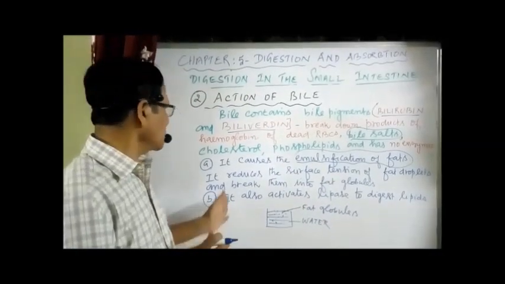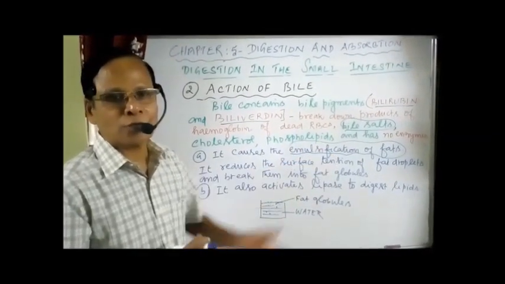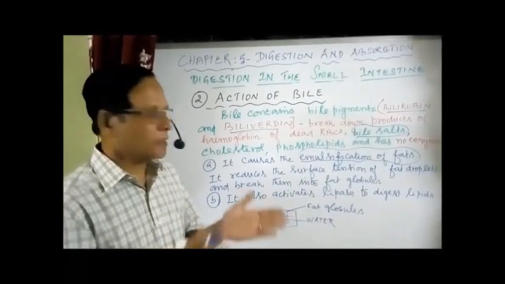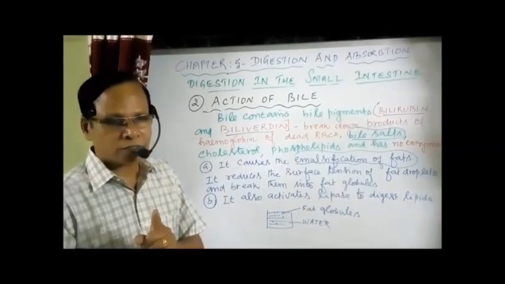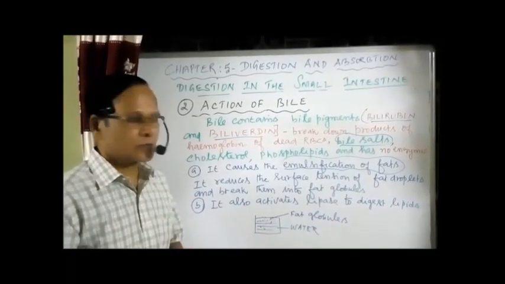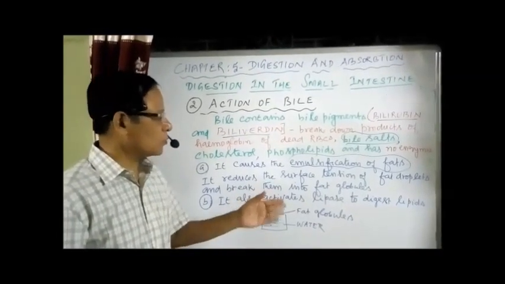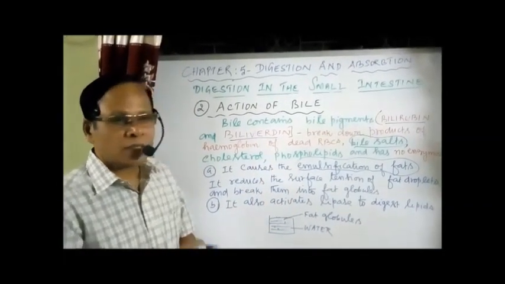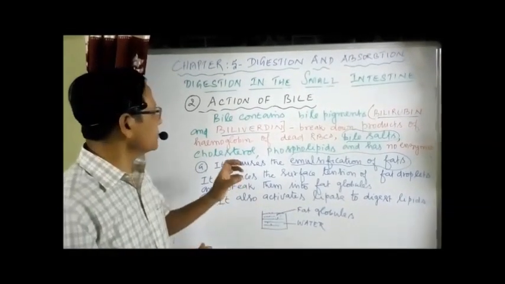Another function of bile is that it also activates lipase, the only enzyme for the digestion of fat. We have different enzymes for digestion of carbohydrates and proteins, but for lipids we have only one enzyme, present in different places: gastric lipase in small amount, and intestinal lipase also digesting lipids. So lipase breaks down lipids into fatty acids and glycerol, as mentioned already. That lipase is activated by the bile. Okay, that's about the functions of bile.